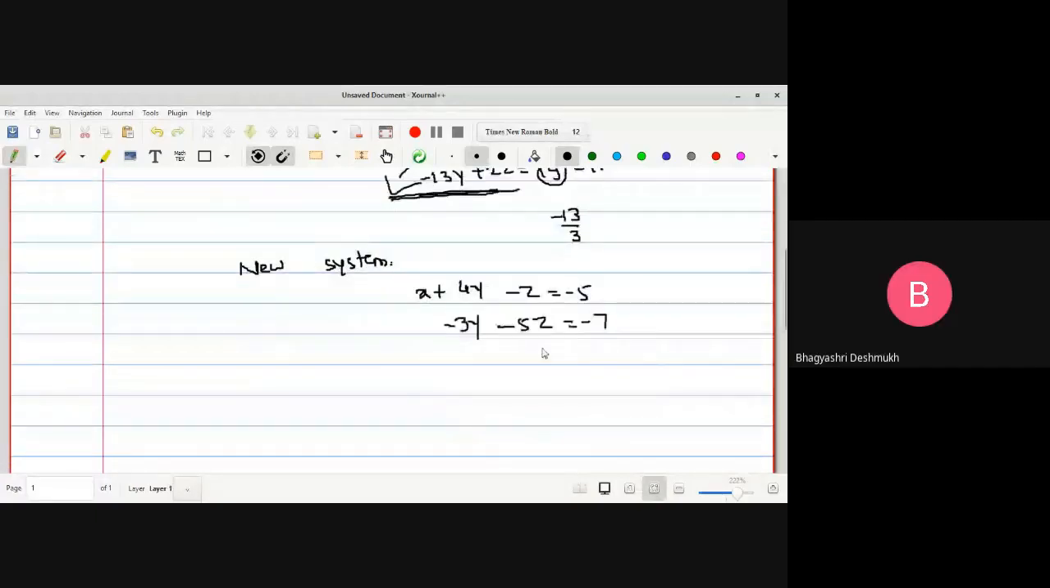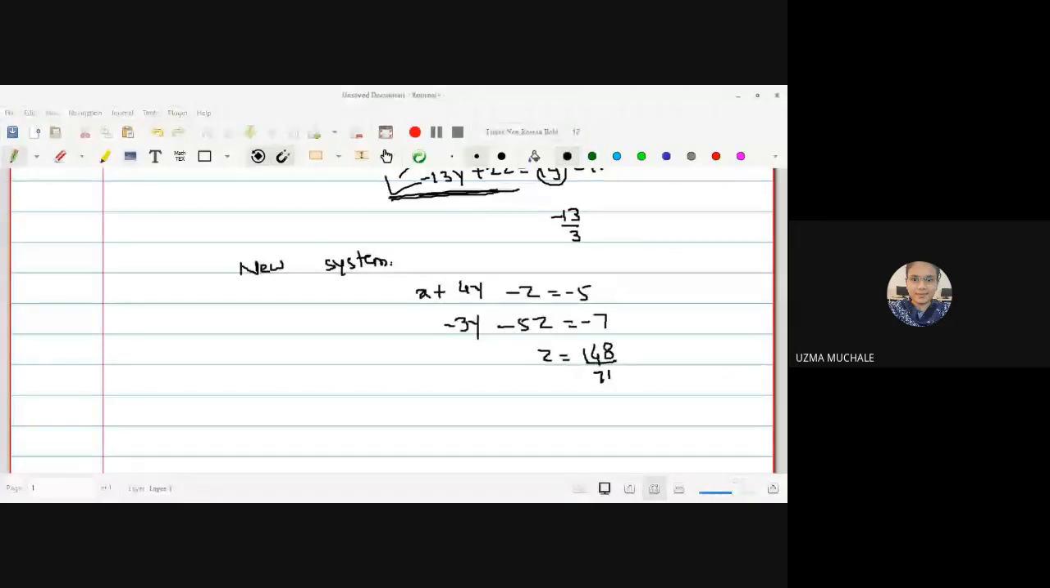Ma'am, it is z is equal to 148 upon 71. Okay. Everyone got the same answer? Yes. Gayatri Brahmani also commented 148 upon 71.